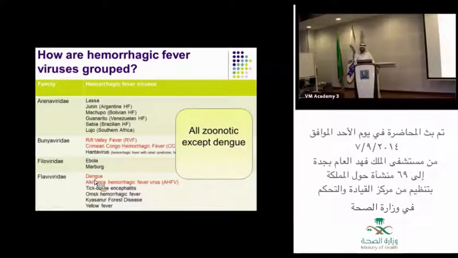One important common feature of these viruses is that they are zoonotic. They are zoonotic, related to animals. So there is usually an animal that infects human beings. Okay, except dengue. Dengue is the only one that is not zoonotic.